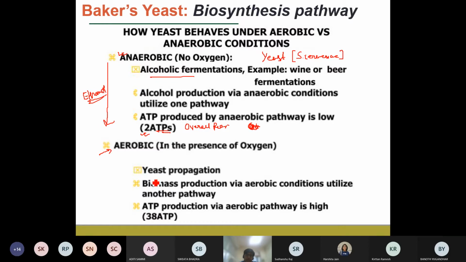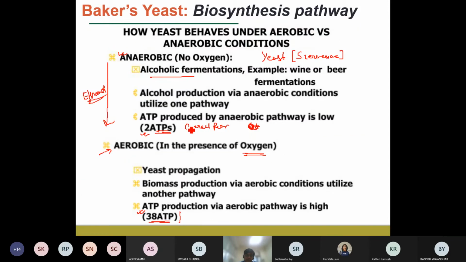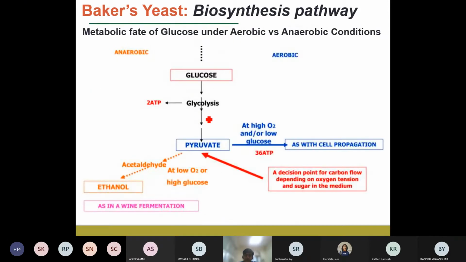If you look into the basic difference, if that same yeast is grown in the presence of oxygen, what is happening? There is a large production of ATPs. In this case, 38 ATPs are produced, and in the anaerobic process, two ATPs are produced. Why are these 38 ATPs produced? We are going to look into the biosynthetic pathways, and from there we can understand why there is a difference in the production of ATP.